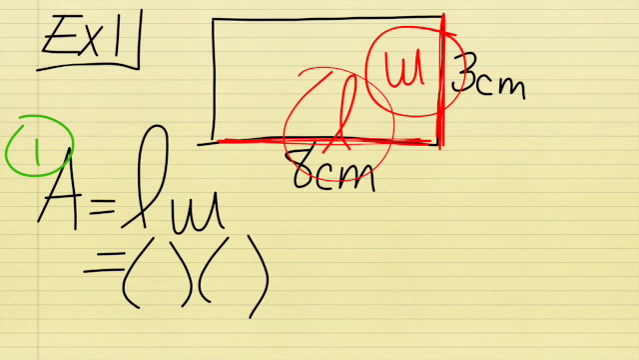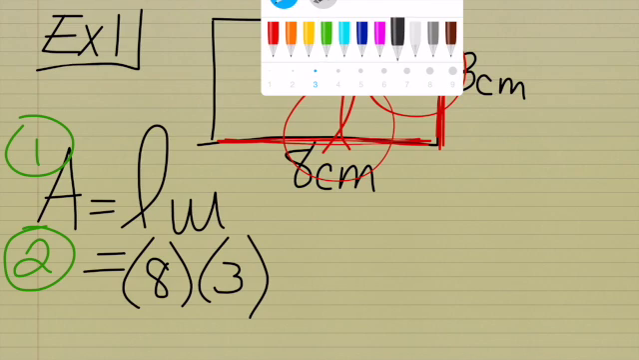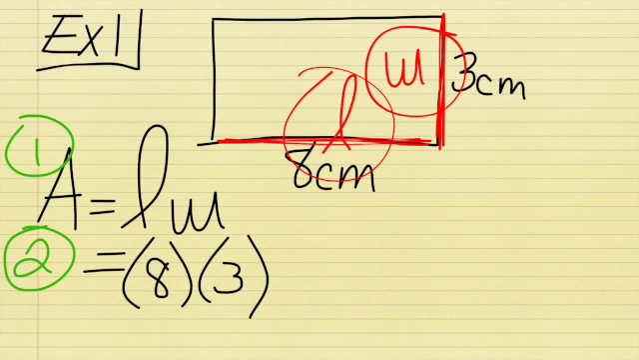Now notice we're using our multiplying parentheses. It makes it easier to plug numbers in. The length is 8 centimeters and the width is 3 centimeters. So far we have written the formula, we dropped down, and we plugged in the dimensions, the length and the width. For the grand finale, drop down again. Actually do the math: 8 times 3 is 24.